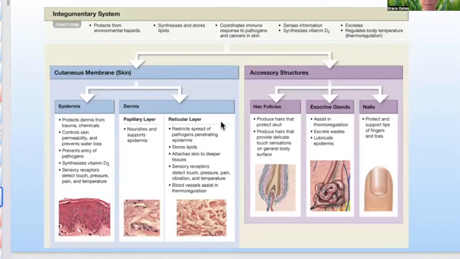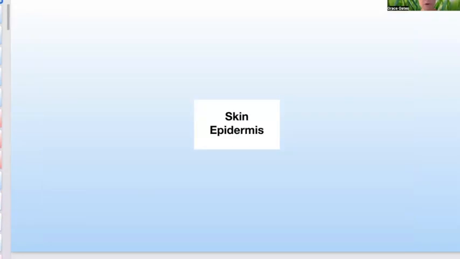Here is a summary slide from Martini's. On the top are the functions of the integumentary system, and then to the left we have the skin itself, the epidermis and the dermis, and to the right we have the accessory structures, the hair follicles, the exocrine glands, and the nails. So let's start speaking about the skin, in particular the epidermis.